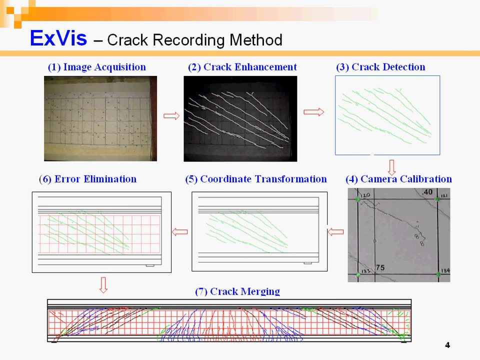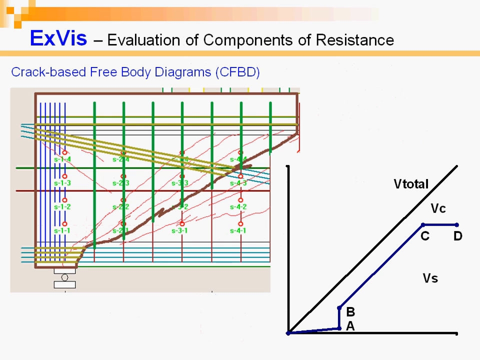As demonstrated, ExVis can be used to combine the data from multiple measurement sources with full geometry and material property information to more fully characterize and understand the response of test structures.